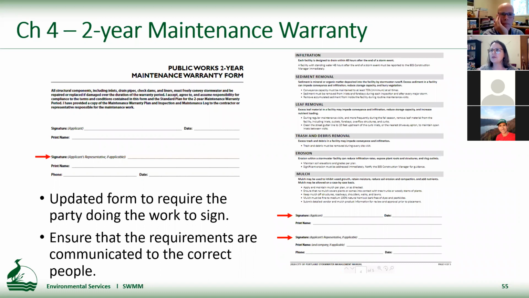A little change on the 2-year maintenance warranty paperwork. We are now requiring a signature on the paperwork from the person, or the representative, that will be performing the maintenance work. We were finding that the information wasn't getting passed along to the person or the company that was actually doing the maintenance, and some things were getting dropped. So this ensures that the requirements are communicated to the correct people.